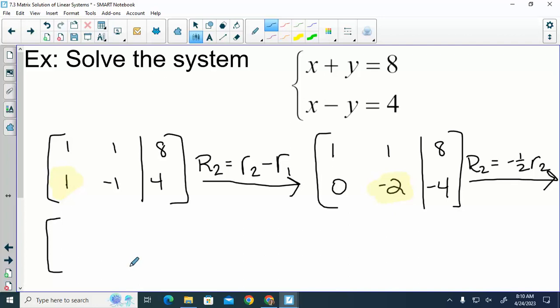So, R1 didn't change. Row 2, 0 times negative 1/2 is still 0. Negative 2 times negative 1/2 is positive 1. And negative 4 times negative 1/2 is positive 2.